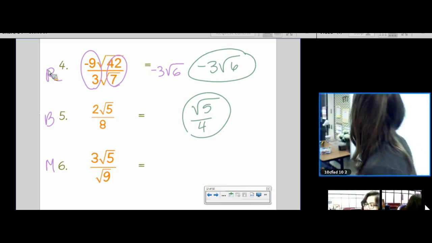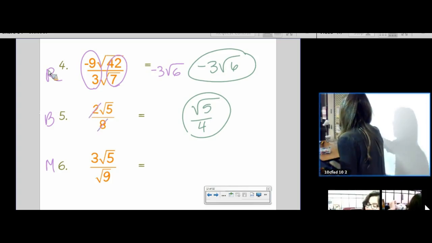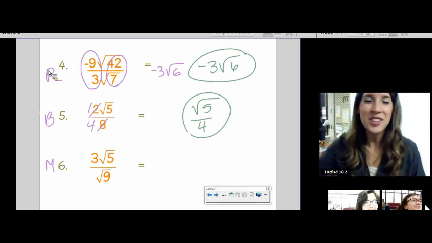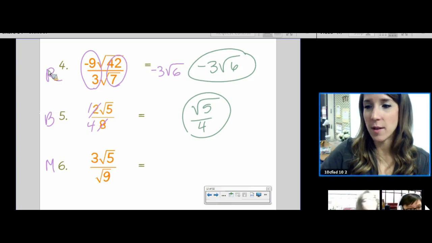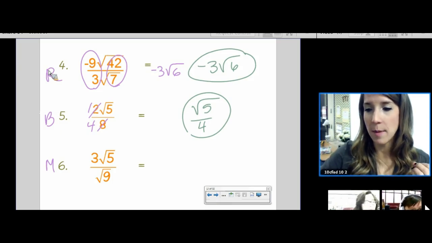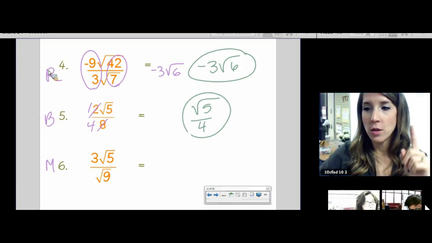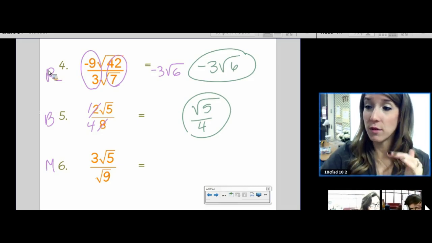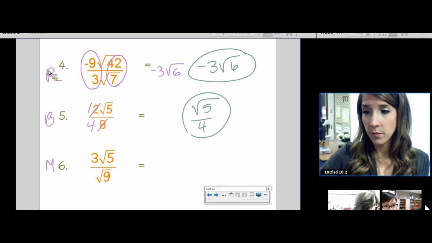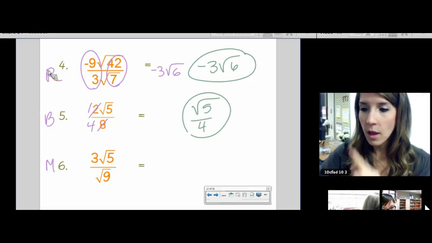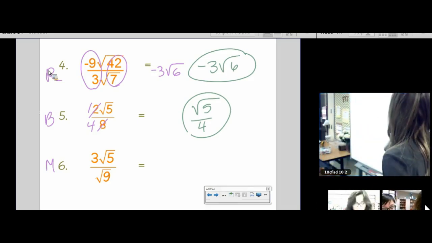Number 5. Literally, this is all you do on number 5. There's no radicals to deal with. Square root 5 can't be reduced. It doesn't have another radical to combine with or divide by. And so you reduce those and you get square root 5 over 4. It is not necessary to write the 1 because the 1 is understood. Okay, Megan got square root 5.